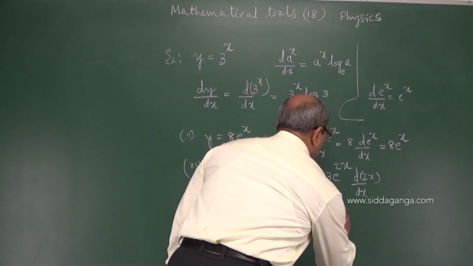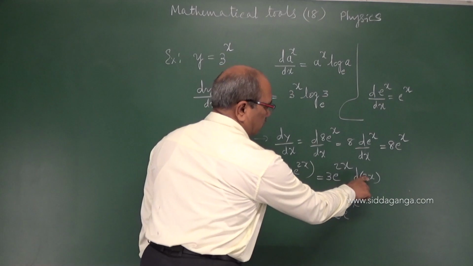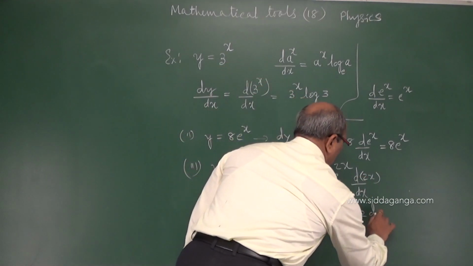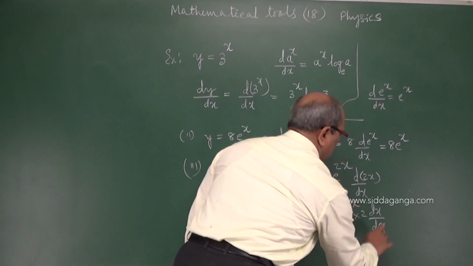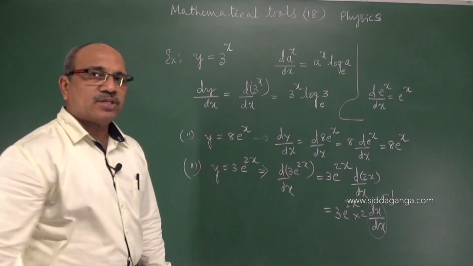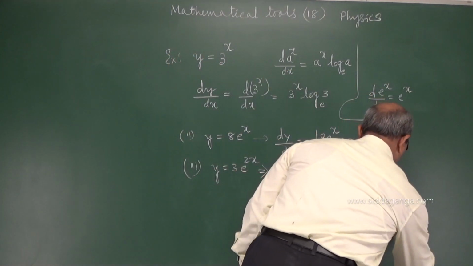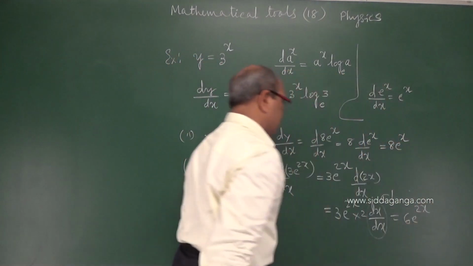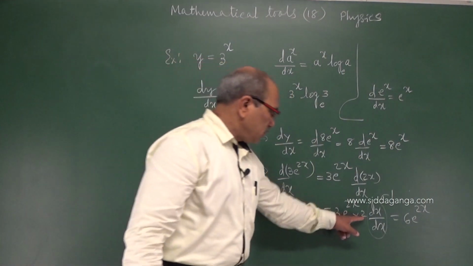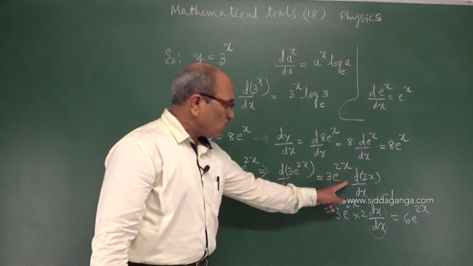And hence you will get the answer 3 e power 2x into, if you bring a 2 out, dx by dx, this is x power 0, it becomes 1. 3 into 2 is 6, so 6 into e power 2x is the answer. Did you follow here, one change we did.